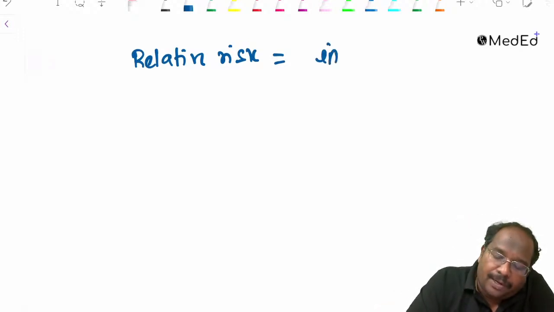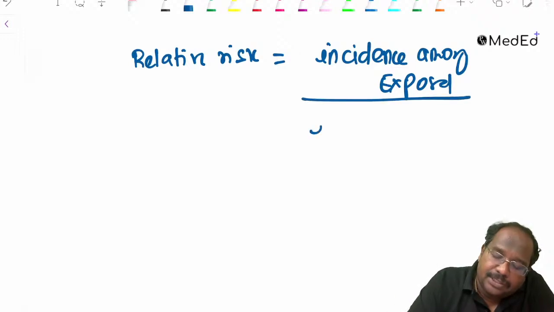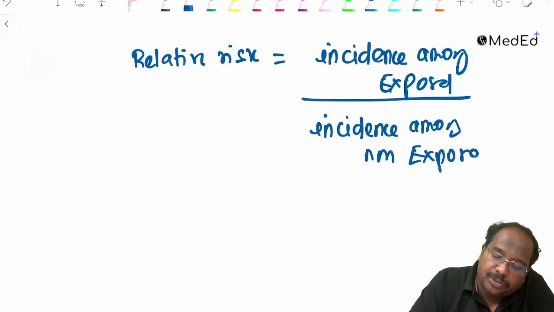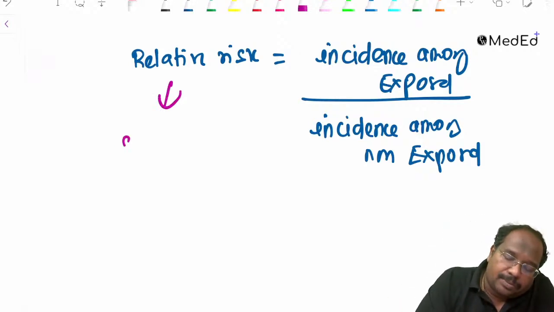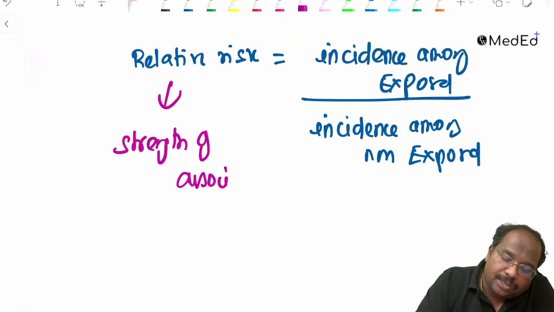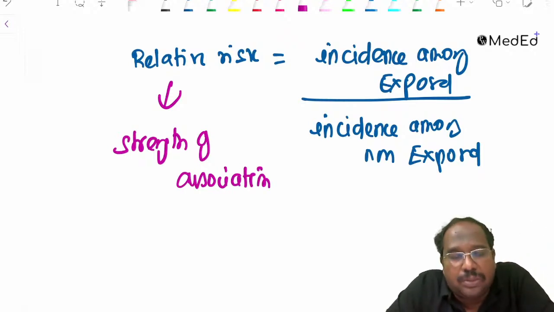What is the formula for relative risk? It is incidence among exposed by incidence among non-exposed. This is relative risk. Relative risk talks about strength of association. Equal to 1 means no association. More than 1 means positive association. Less than 1 means negative association. You could have seen the videos actually.